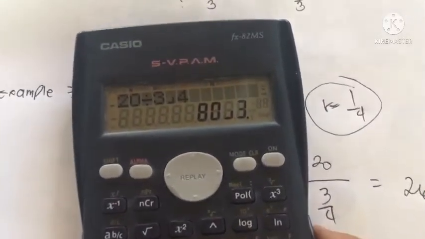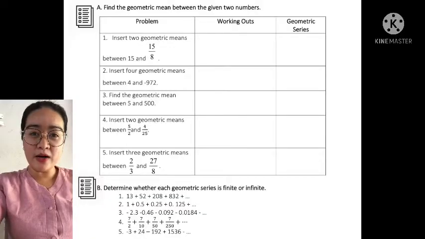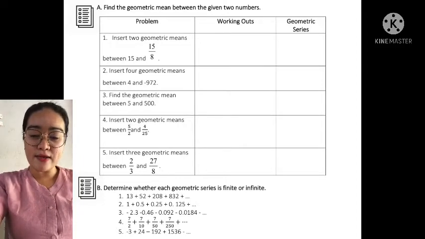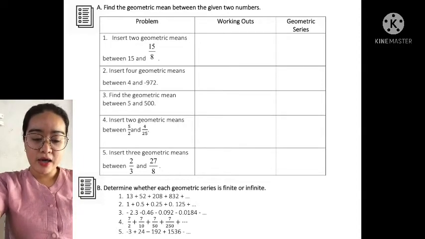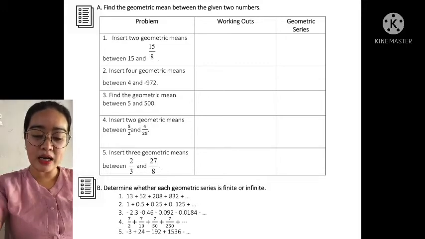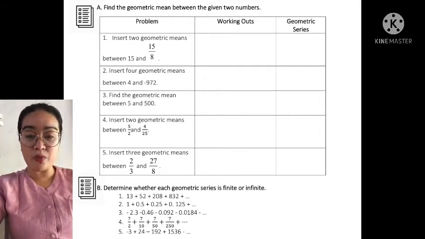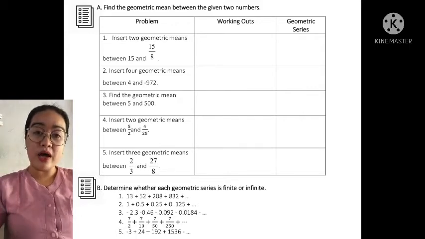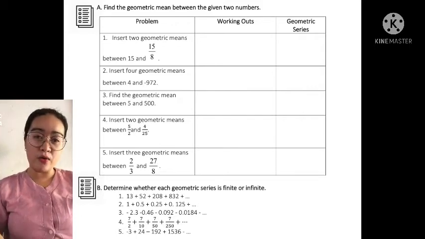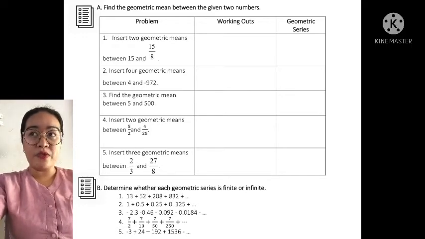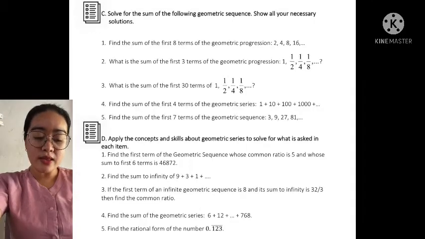Got it? Okay. So, we are now done discussing lesson number 5. So, it's your time to do your activity in lesson number 5. In letter A, you will find the geometric mean between the given two numbers. Then, letter B, determine whether each geometric series is finite or infinite. That is, whether we can get its sum or not, by infinite or finite.